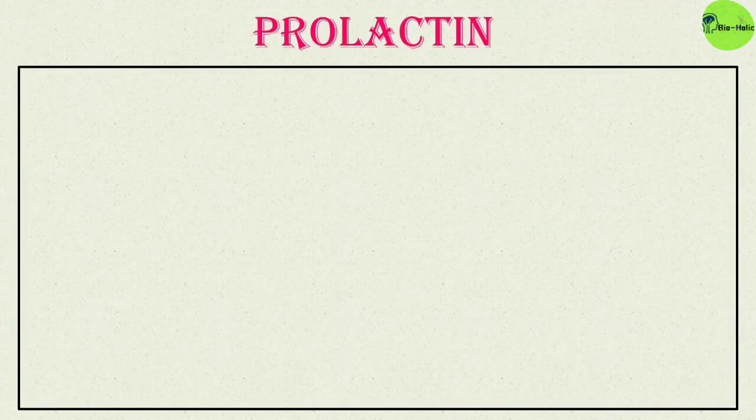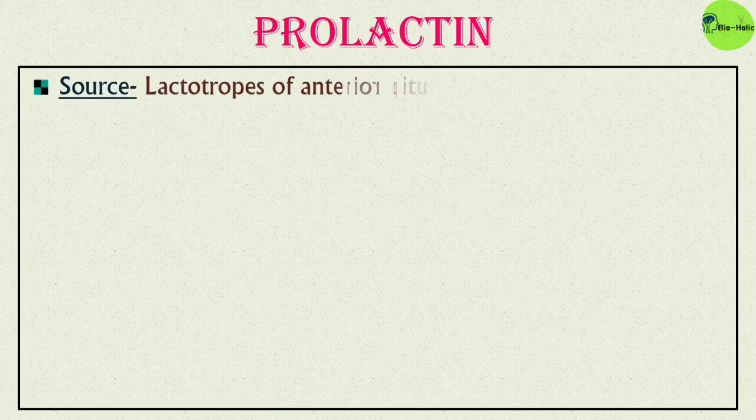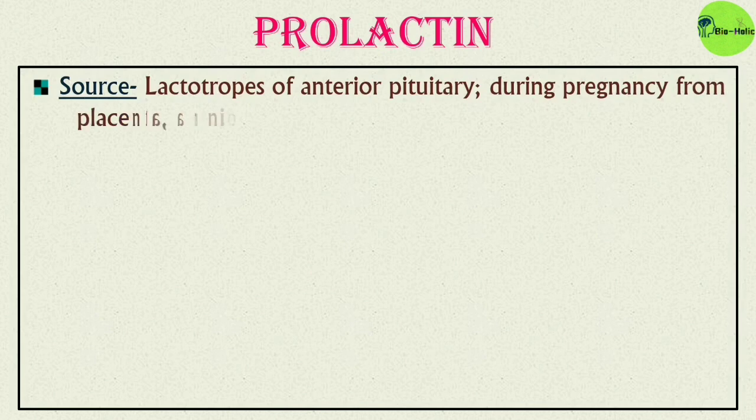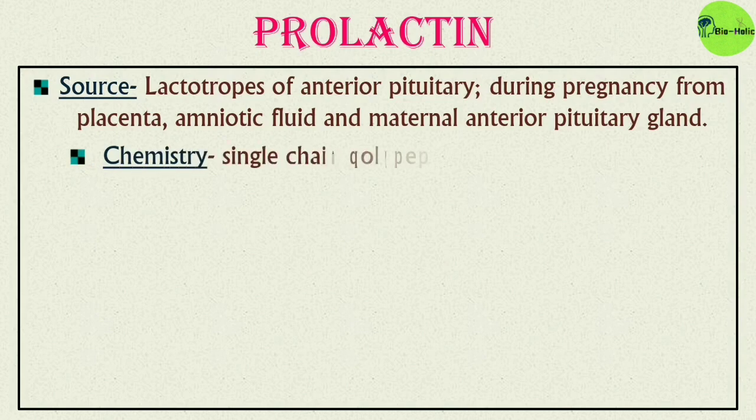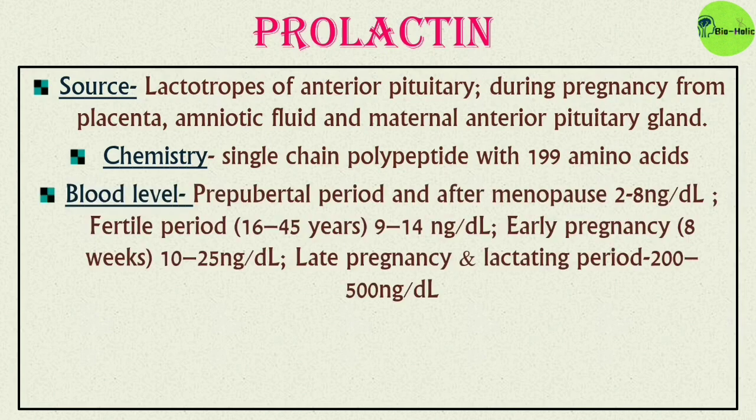Moving to the prolactin. The source of prolactin are the lactotrophs of anterior pituitary, and during pregnancy from placenta, amniotic fluid, prolactin is secreted. The prolactin is a single chain polypeptide with 199 amino acids.